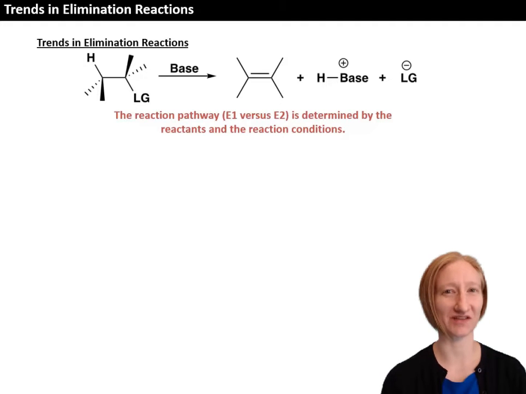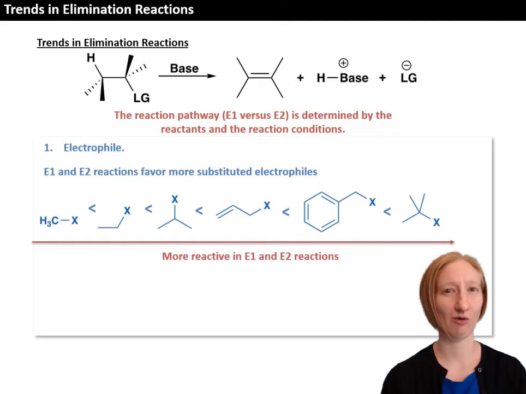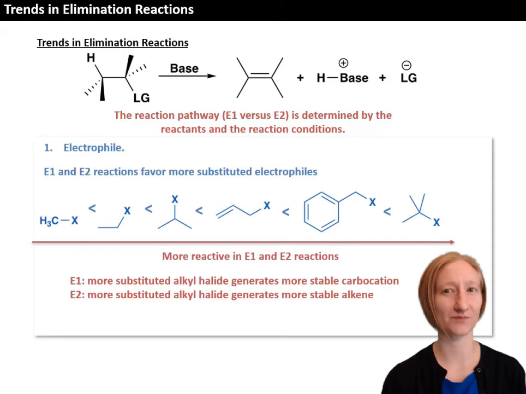First, let's consider the electrophile. Both E1 and E2 reactions favor more substituted electrophiles. So tertiary alkyl halides will be more reactive in both E1 and E2 reactions than secondary alkyl halides, which will be more reactive than primary alkyl halides. This occurs for two different reasons.